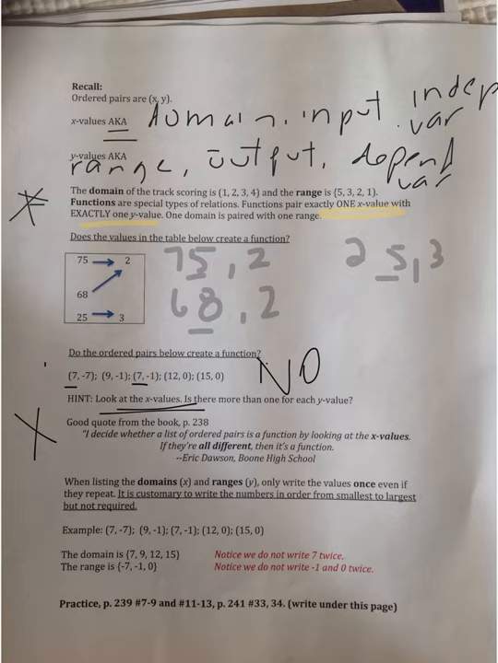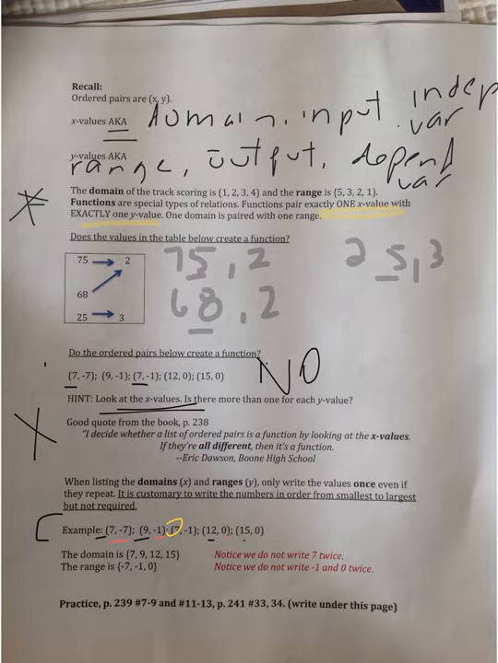When listing the domains and the ranges, only write the values once, even if they repeat. It's customary to write the numbers in order, but it's not required. So take a look at this example. The domain is 7, 9, 12, and 15. You see, we don't write that 7 twice, even though it's there. And the range is -7, -1, 0. We don't write the -1 and the 0 twice.